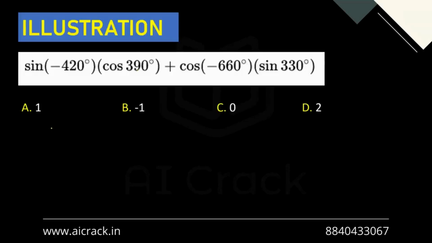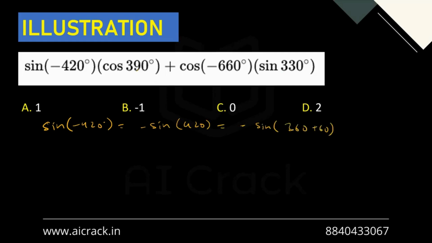Now let's do one problem. Sine of minus 420 degrees, cos 390, plus cos of minus 660, multiplied by sine 330. Right? We'll go term by term. So the first term is sine of minus 420 degrees. The first thing we can use over here is sine of minus theta is minus sine theta, so minus sine 420. Right? Now I can write this as minus sine 360 plus 60.